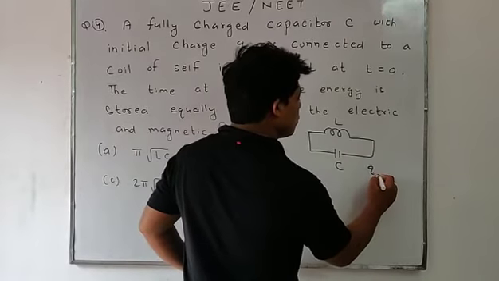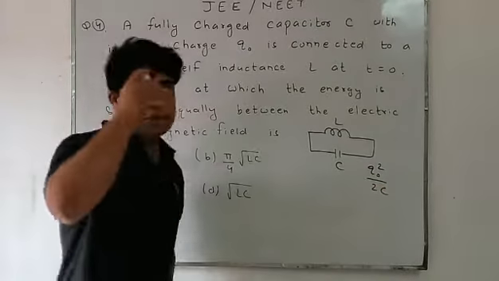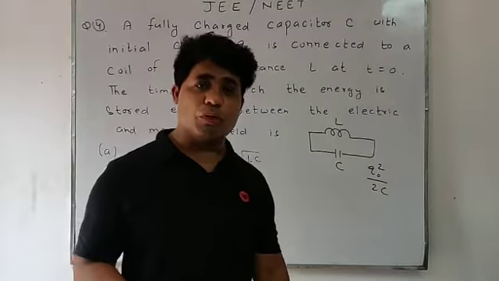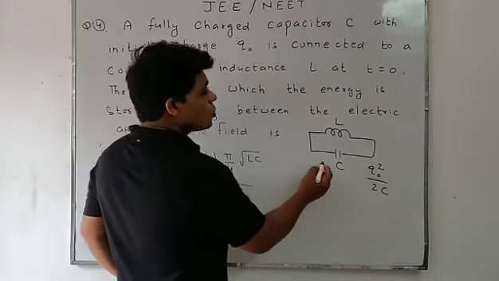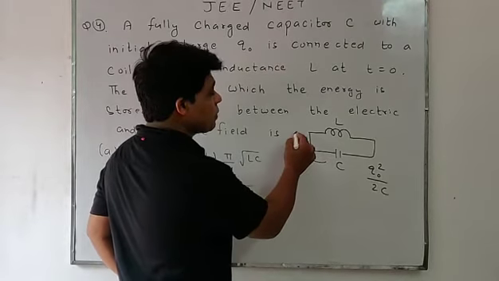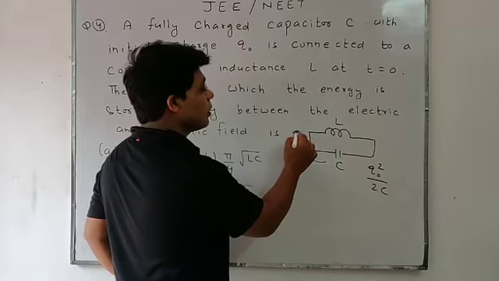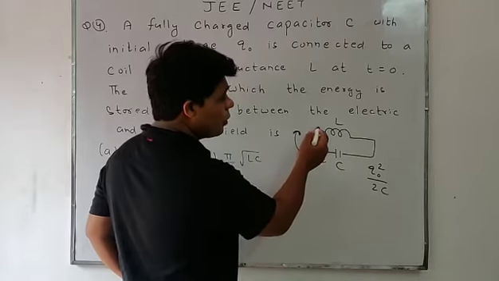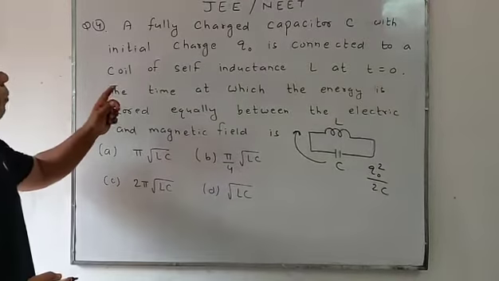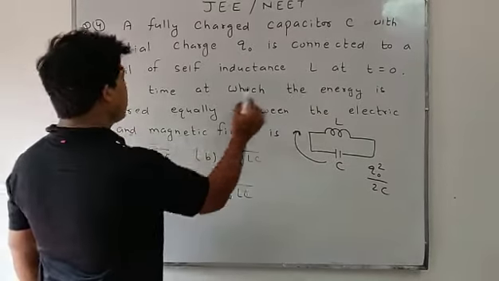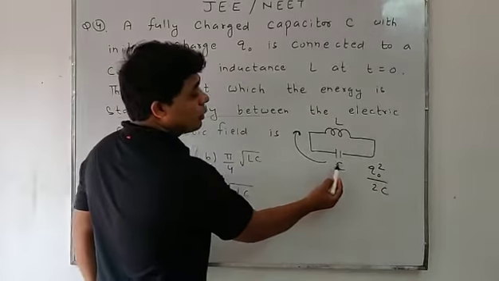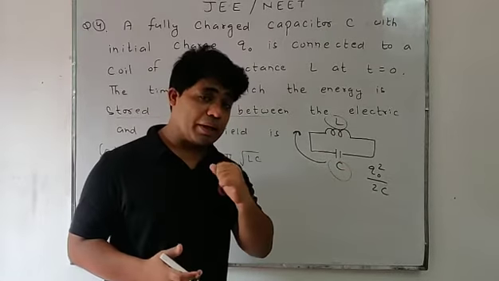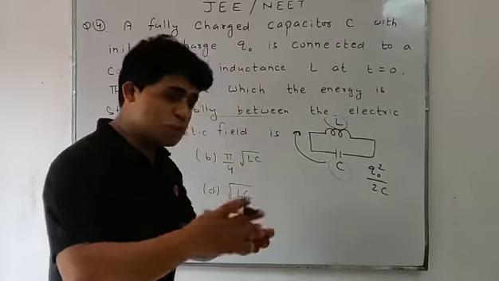So the energy stored by a capacitor is Q0 square by 2C. There are also other formulas: half C V square and half Q into V. So we have 3 different formulas. When the capacitor is fully charged, its energy will transfer from higher to lower energy. We need the time at which the energy is stored equally between capacitor and inductor, the capacitor having electrical energy and the inductor having magnetic energy. So when equally distributed, what happens?